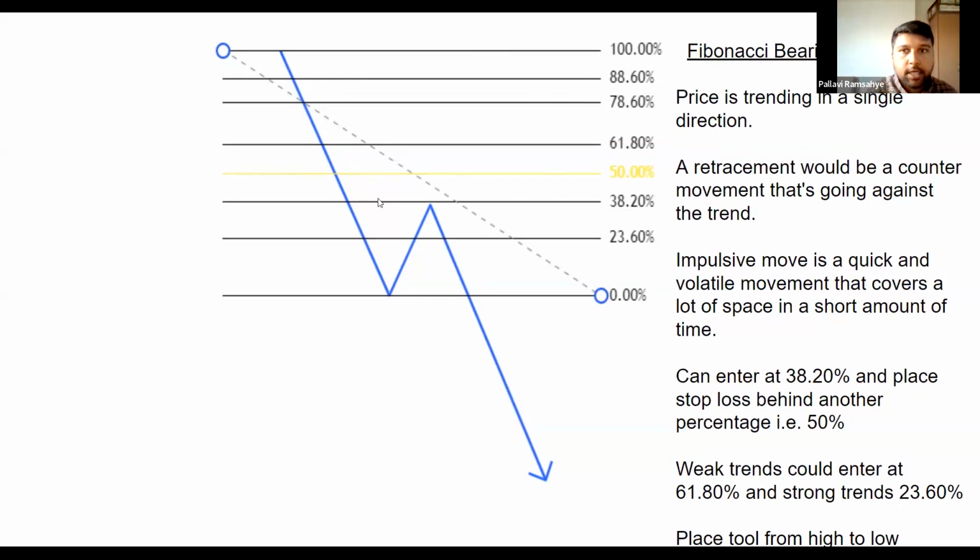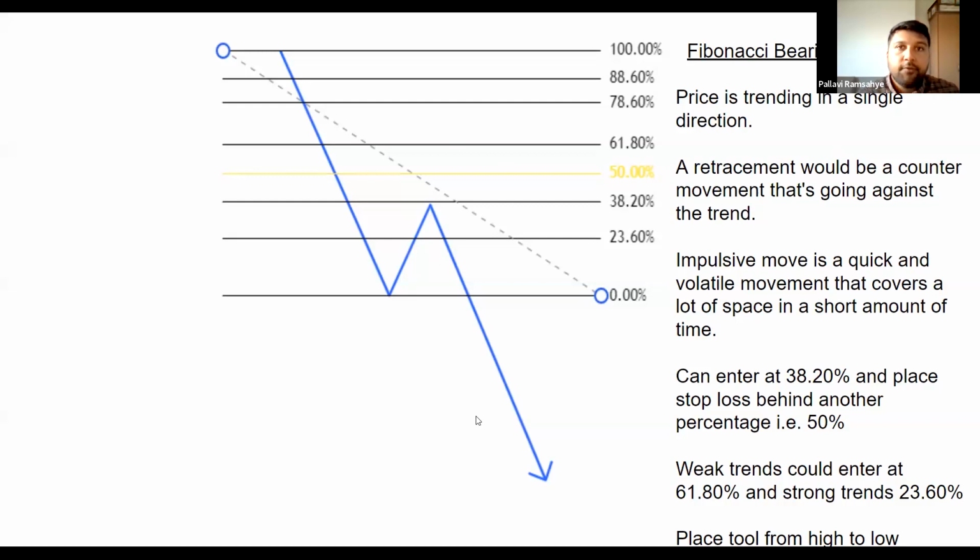So price trends in a single direction. When I say impulsive move, it essentially just means a quick and volatile movement that covers a lot of space in a short amount of time. Okay, that's all that means, right?